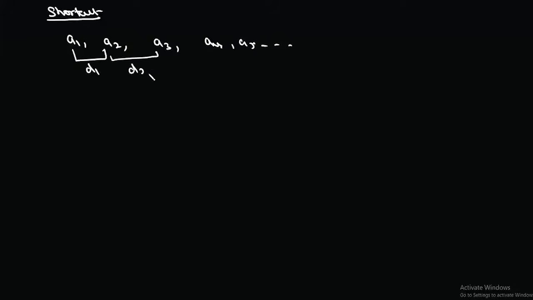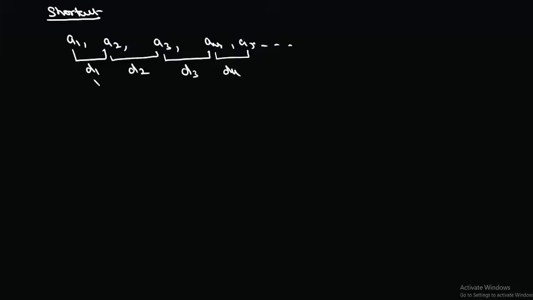Today we'll discuss a shortcut which is used in problems where the difference of difference is constant. You'll find many problems in which you'll be given a series such as A1, A2, A3, A4, A5. Now in this series, if we find their differences, A2 minus A1 is D1, A3 minus A2 is D2, A4 minus A3 is D3, A5 minus A4 is D4. So this is your difference series.